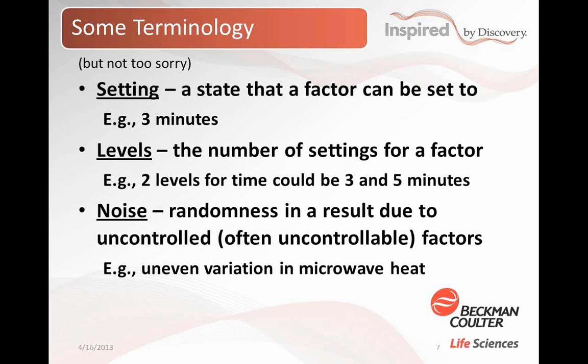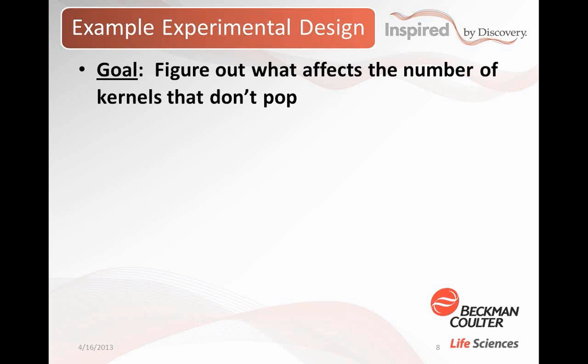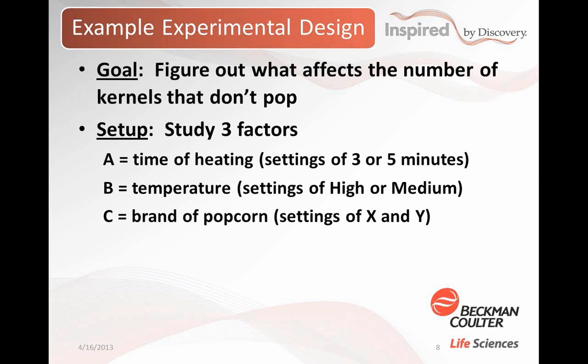Then anything that we can't control for whatever reason, or we choose not to control, we're going to consider noise. So an example of this in our popcorn example might be uneven variation in heating from a microwave oven. So our goal in our example is to figure out what affects the number of kernels that don't pop.